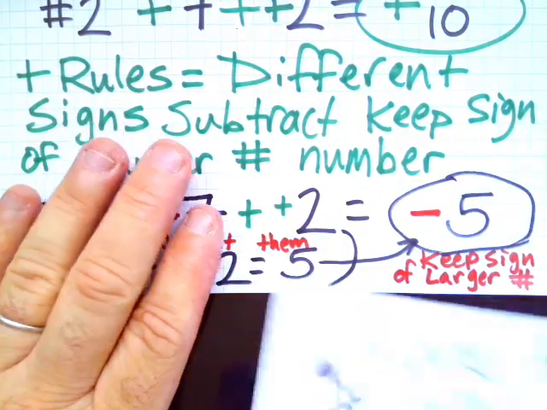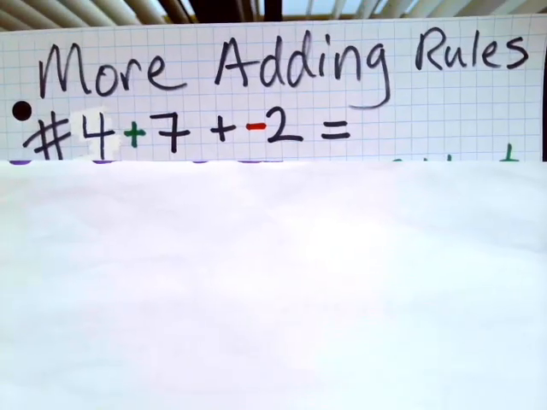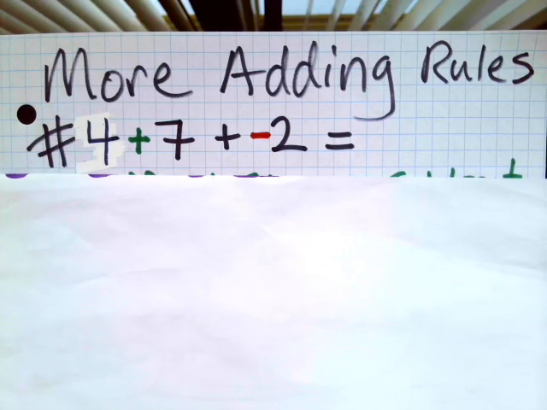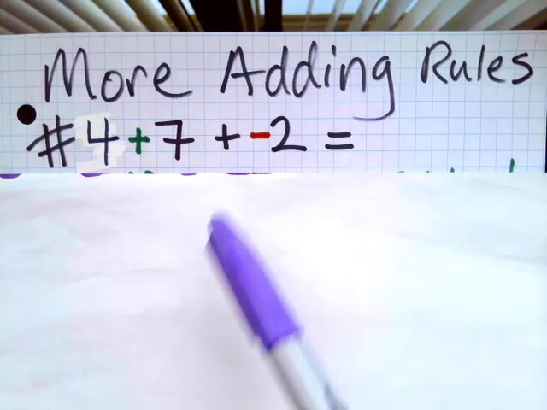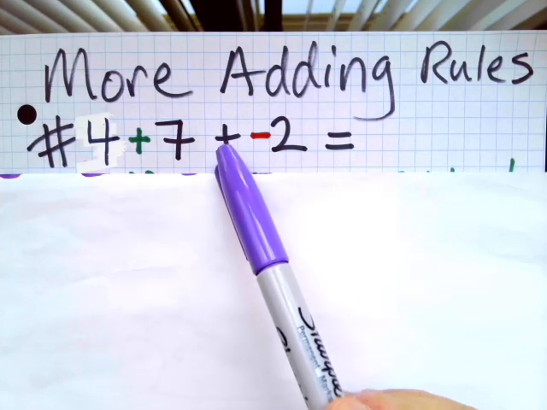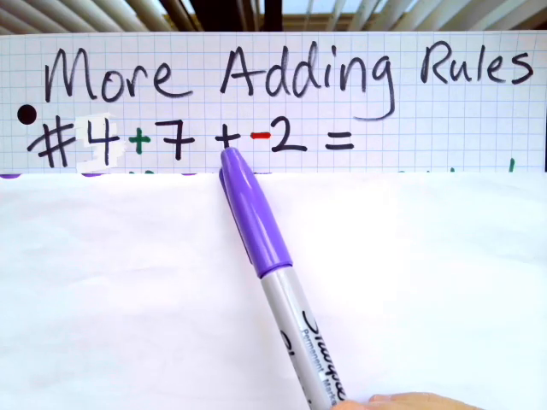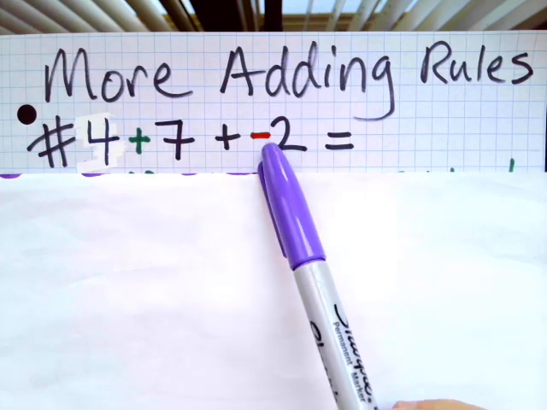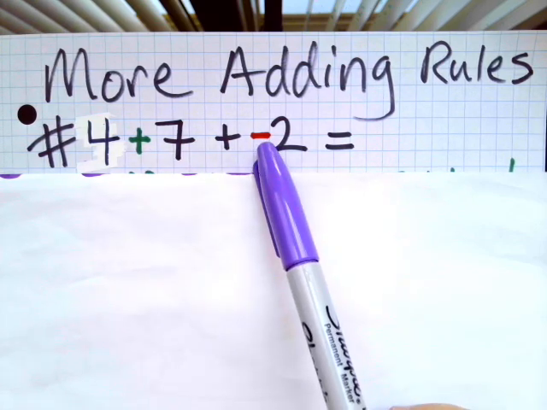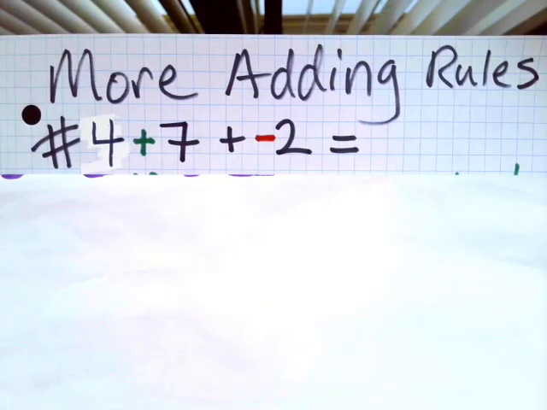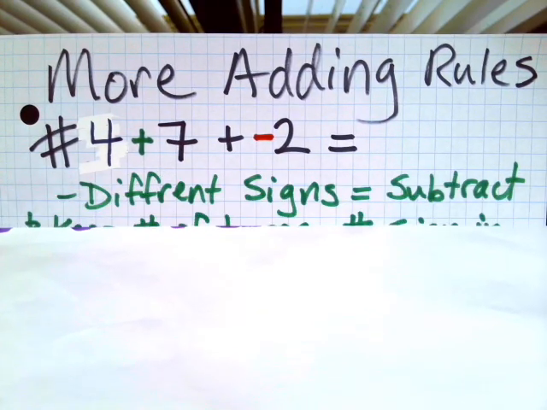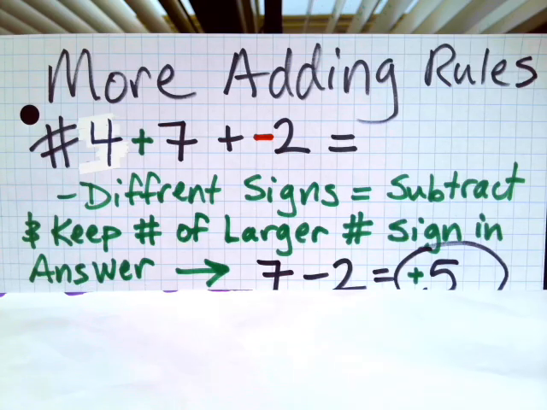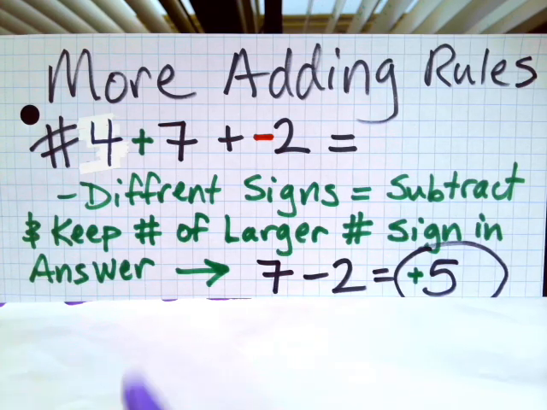And so I have some more addition problems here I'd like to show you, since there is a little bit of time. Just to go over these problems a little bit further. So this is an adding problem, so we want to stick to those adding rules. Remember, same signs add and keep the sign. Different signs subtract and keep the sign of the larger. So this is a +7, this is a -2. These signs are different. The rule is different signs subtract and keep the sign of the larger in your answer.